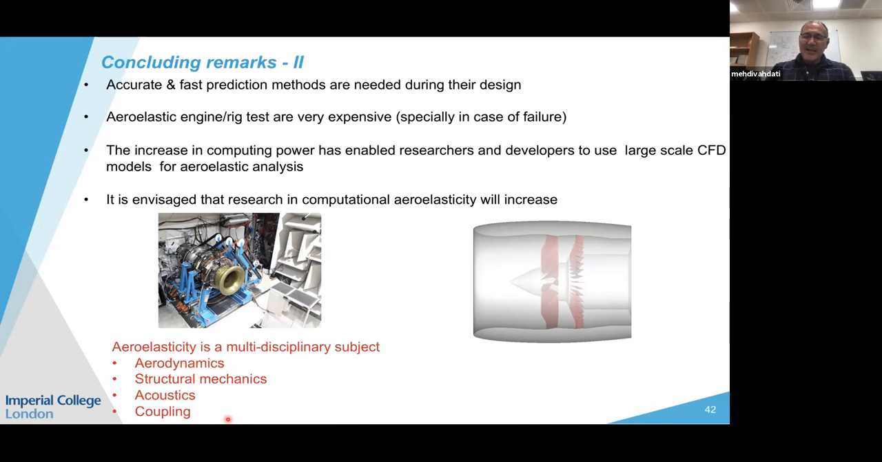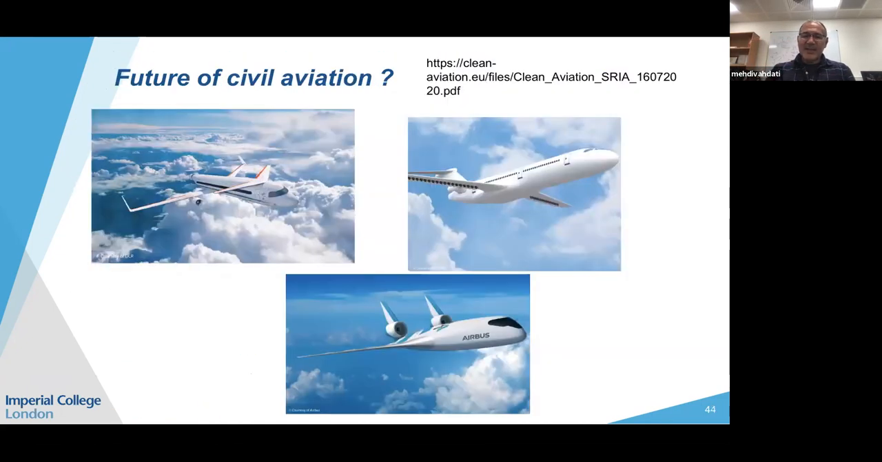And I'll finish on this: we are moving to new engine architectures. Whatever way we go, all of these designs still seem to have a fan blade, and we don't know how they're going to behave in aeroelastic terms. We cannot do a rig design for every one of them to look at the concept. So we have to remember that computational aeroelasticity is going to become much more important.